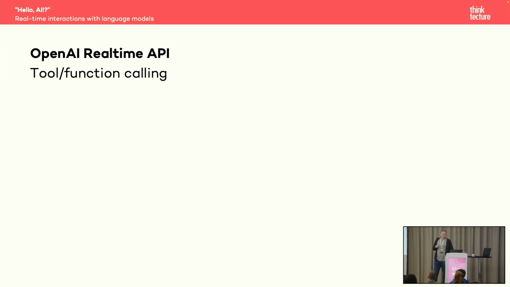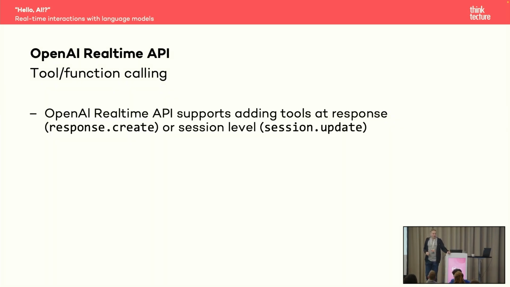Okay, back to OpenAI Real-Time API. We can add tools there as well. We've seen it twice now in 2 demos. You can do it at 2 points. First one is at response level. So basically for a specific ping pong, so to say, request and response, you can set it, or on session level, if it should be available during the entire time of the conversation.